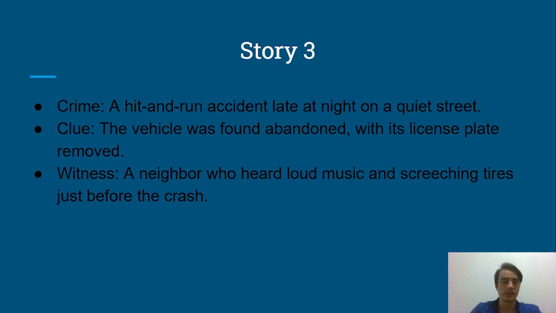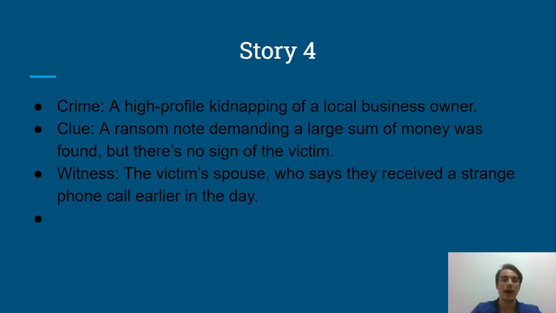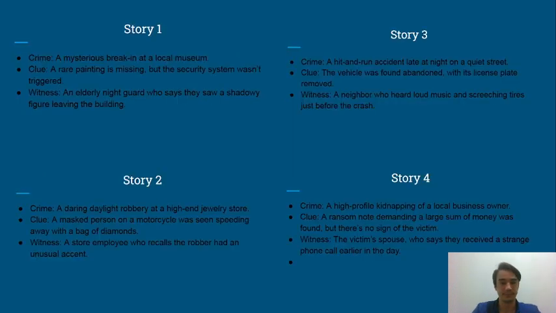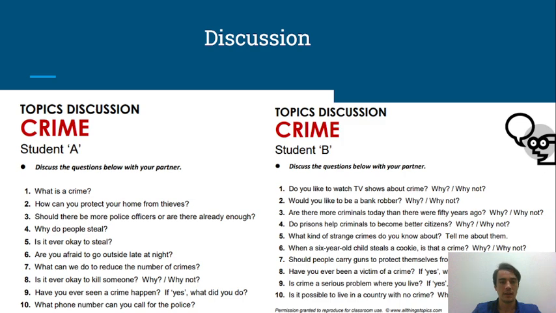And this is our story 3. A hit and run accident late at night on a quiet street. A hit and run accident means the car hits the person and runs away, doesn't stop or try to help. And story 4. A high profile kidnapping of a local business owner. All right, so you would work with these clues and witnesses and create a crime story.